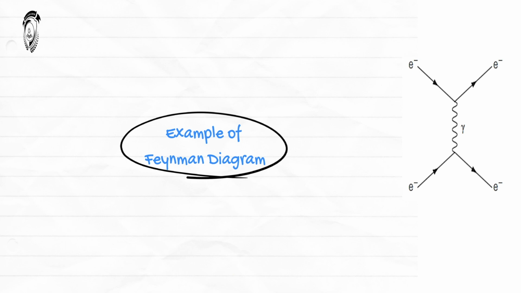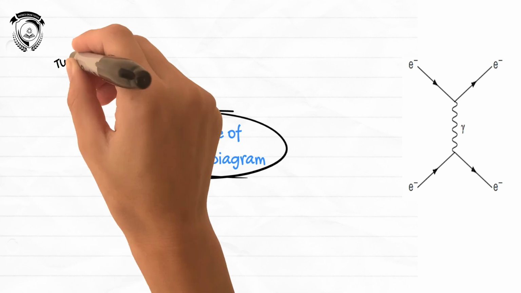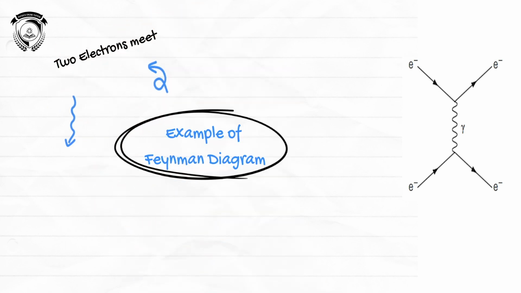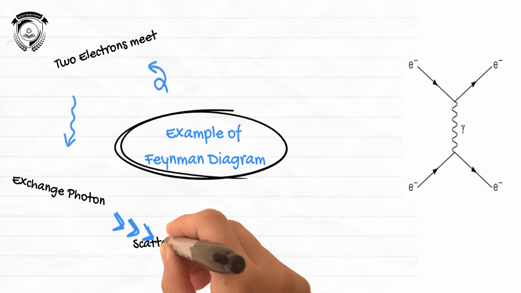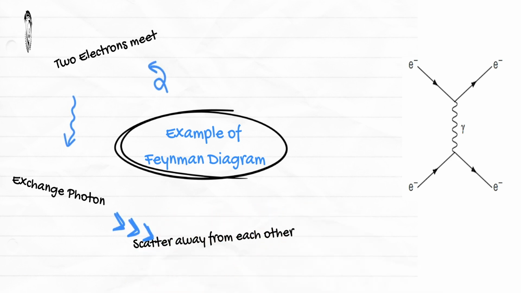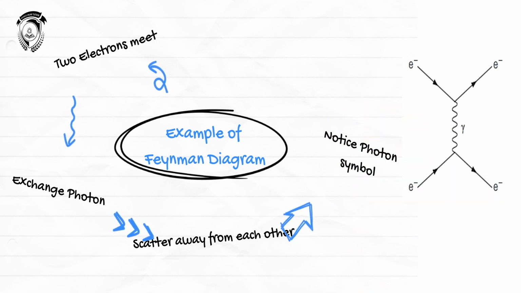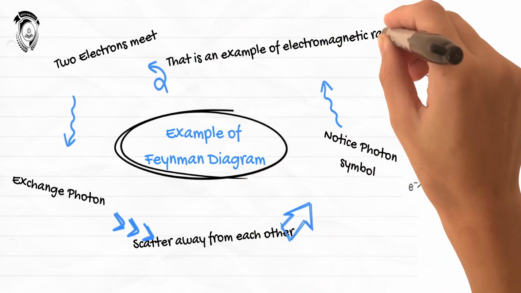Example, Feynman diagram. You can see here two electrons meet, they exchange a photon and they scatter away from each other after that. You have to notice the photon symbol. That is an example of electromagnetic radiation.